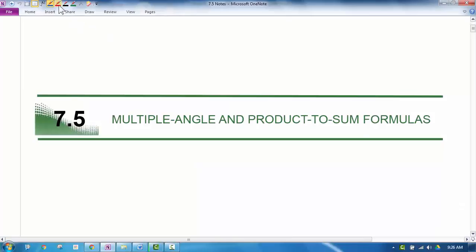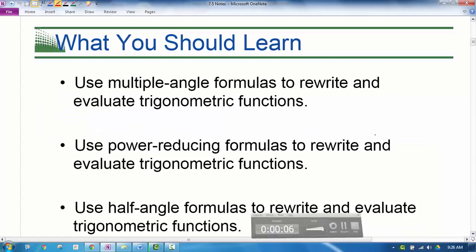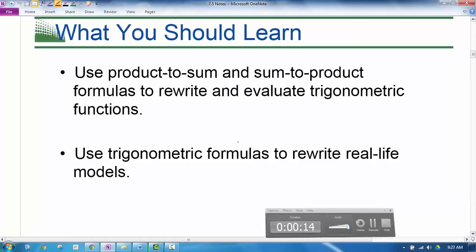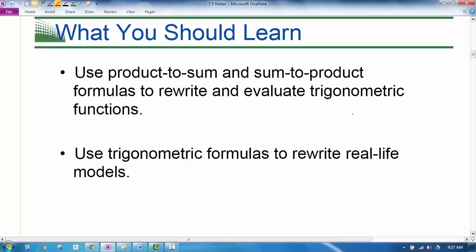Okay, the next section is 7.5. We're going to use multiple angle and product-to-sum formulas. So we'll learn the multiple angle formulas and rewrite them to evaluate trig functions. We'll use power reducing formulas to do the same thing, and half angle formulas. We'll also evaluate trig functions and hopefully do some real life problems in the homework as well.